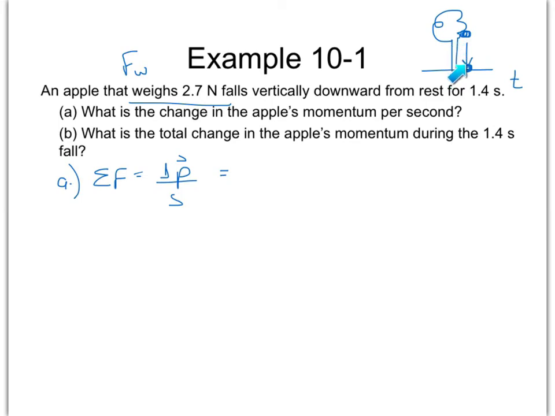Think about it this way. You'd rather have an apple hit you on the head from 1 foot up rather than 10 feet up, right? Because it has less momentum when it's only dropped about 1 foot. So the momentum is changing per second. At what rate? We have it right here already, right in front of us. We don't really even need to calculate very much.